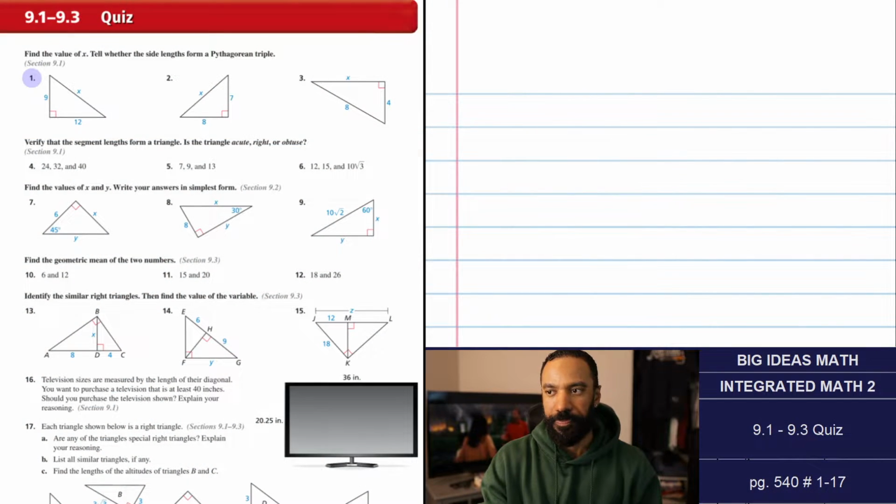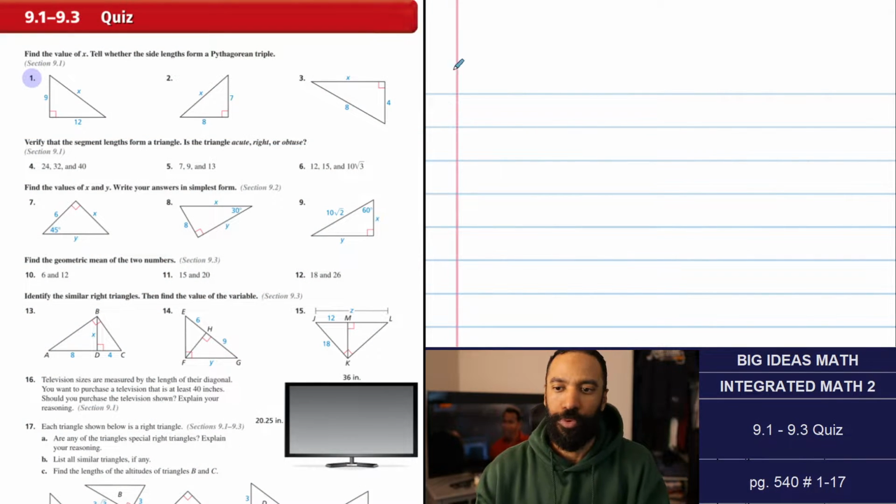Haven't done these problems yet. I believe there are 17 problems on here, and I don't yet know if I'll have to use a calculator, but we'll see. So 9.1, 9.2, and 9.3: similarity in right triangles, Pythagorean theorem, special right triangles, all of that stuff. Let's go ahead and take a look at what they want us to do.